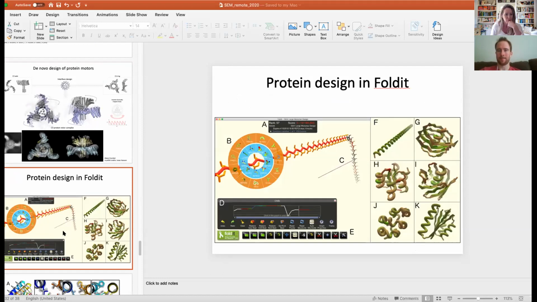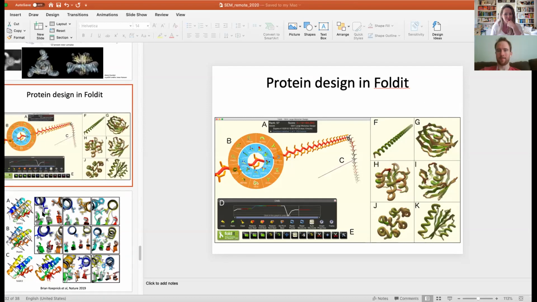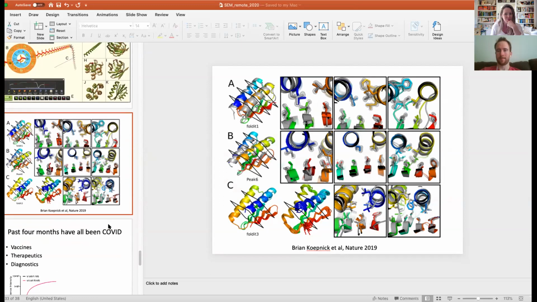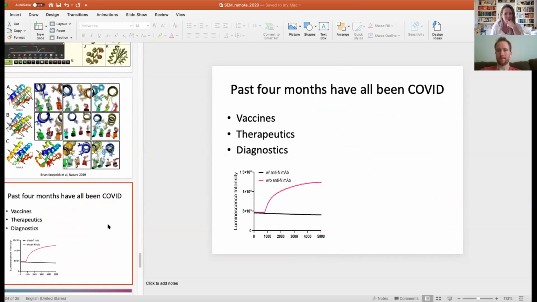We've been trying to get the general public involved in this design work. So we have this game called Fold It, where anyone can download it and start designing proteins. And Fold It players have been designing all sorts of proteins. We've experimentally tested a number of them, and it's kind of amazing. Fold It players can now design proteins completely from scratch. This shows crystal structures of some of them. And more recently, Fold It players have been designing COVID binders.